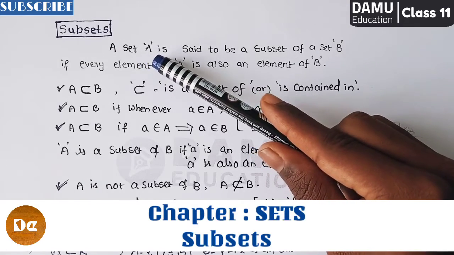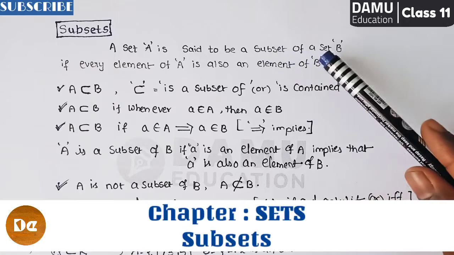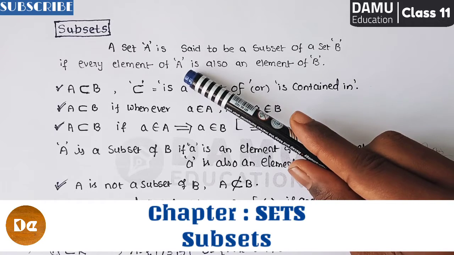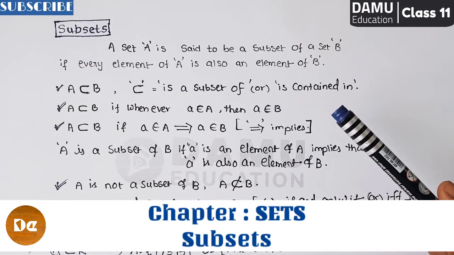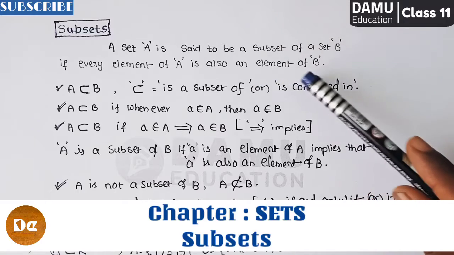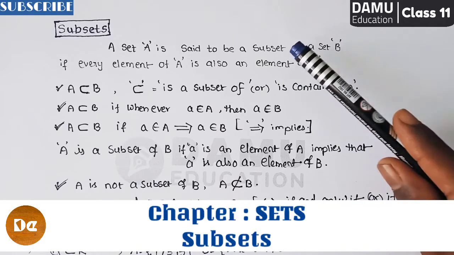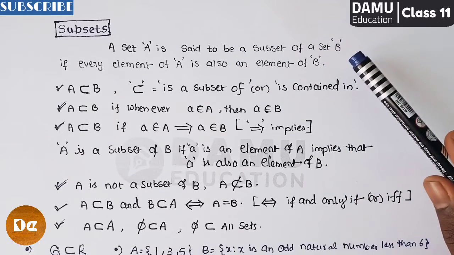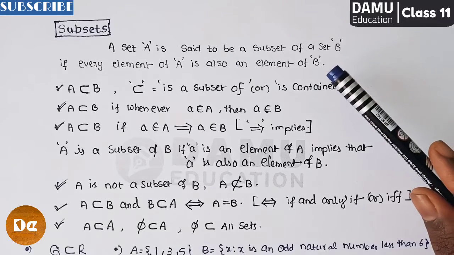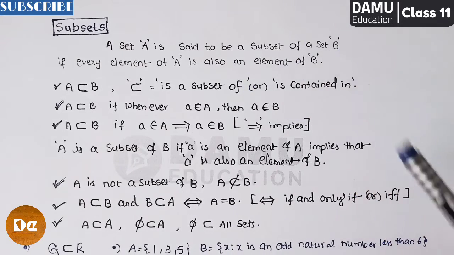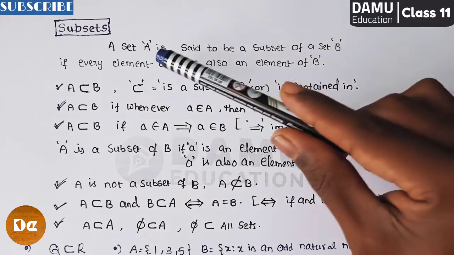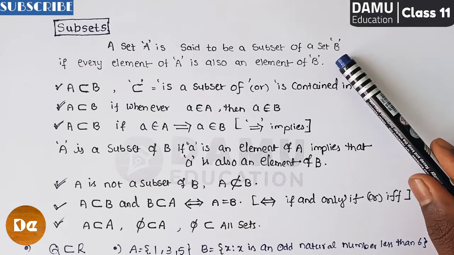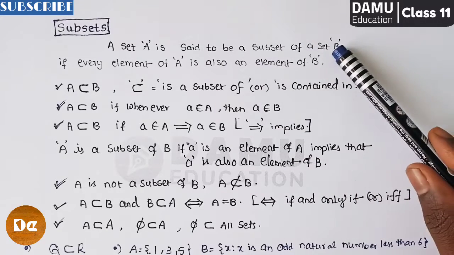A set, capital A, is said to be a subset of a set B if every element of A, or every object of A, or every member of A, is also an element of B. So let's take two sets A and B. A will have some elements and B will also have some elements. But we are saying that A is a subset of B. That means all the elements which are present in A should be present in B also. Then only you can say A is a subset of B.